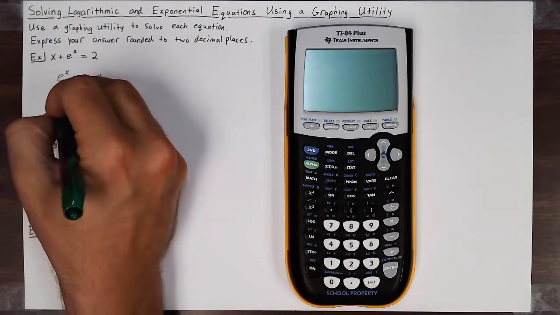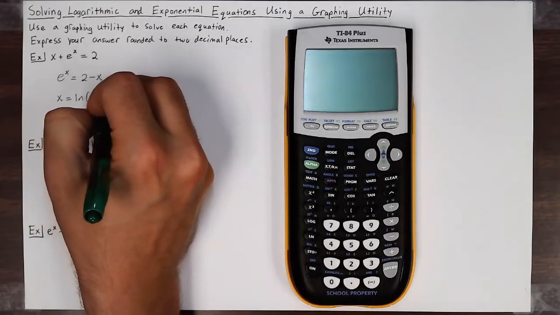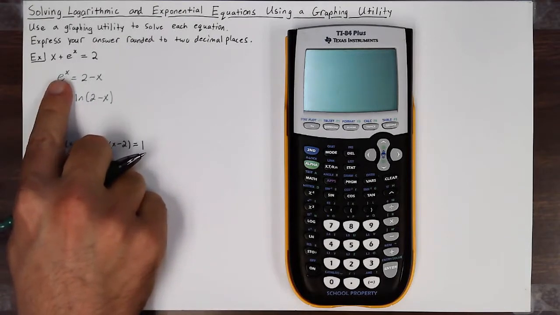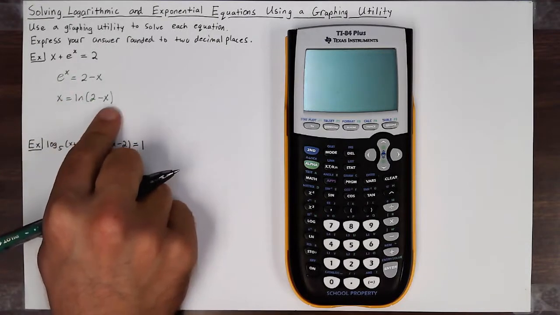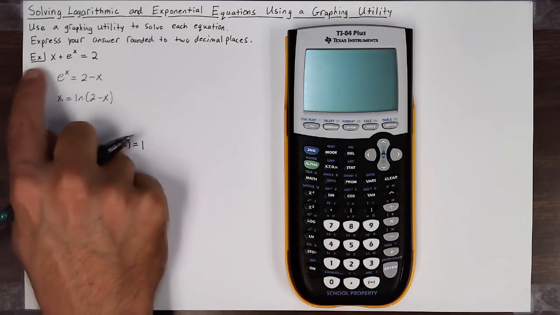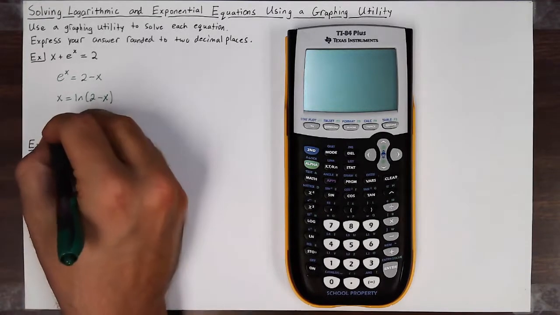So I can rewrite it as x is equal to natural log of 2 minus x, and now I'm in the same predicament that I was the step before: now I have a variable within a log, and to get that out of the logarithm, I would put it back in exponential form, and it would be an endless loop. So we can't solve this by hand. We're going to have to use technology. So this was just a dead end.